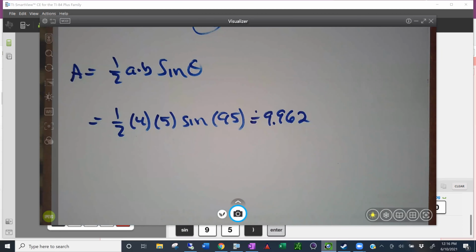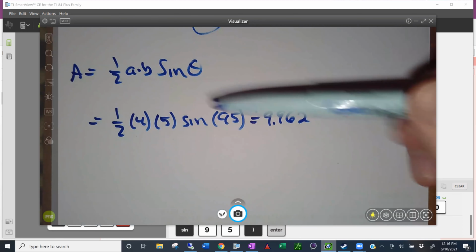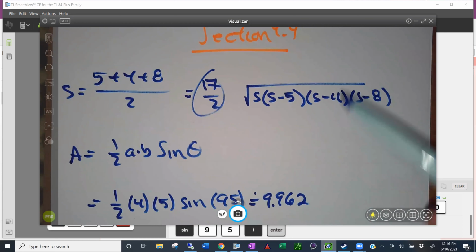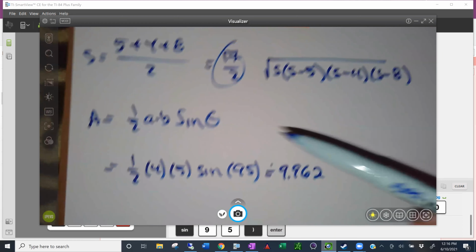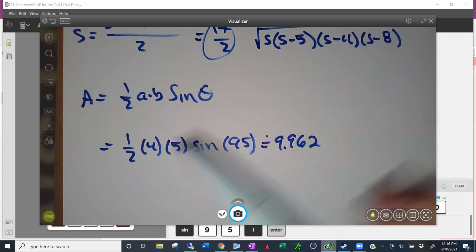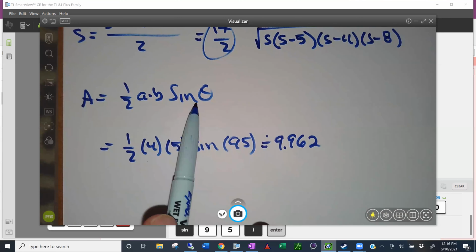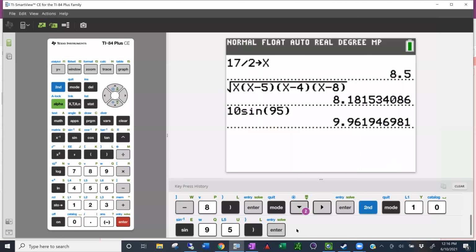So what you're looking for is an area. If you have all three sides, use Heron's formula. If you don't, then figure out two sides and an included angle. So an angle between those two sides, and that'll do it. What angle, what side did 95 correspond to? It was the angle between the two known sides.